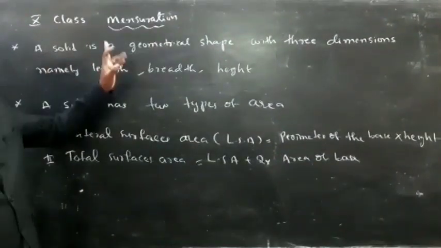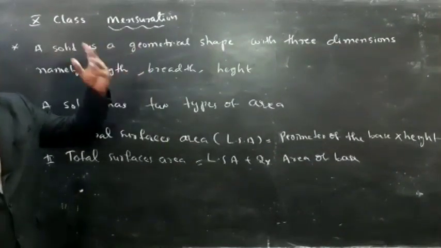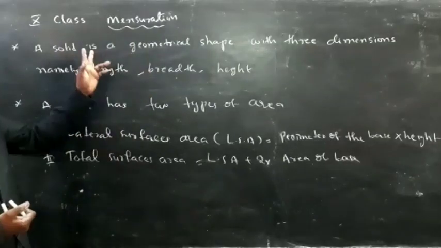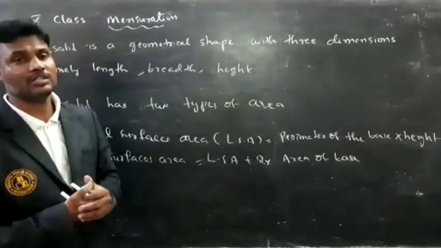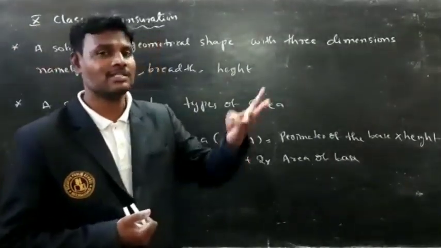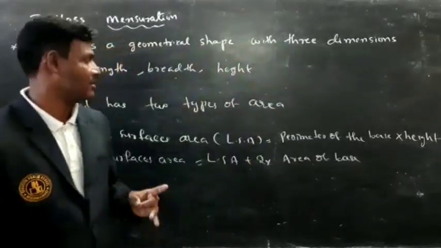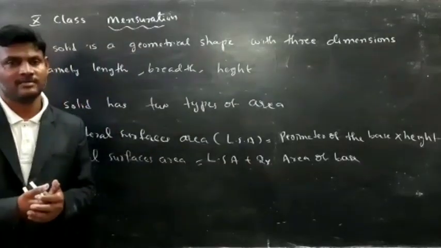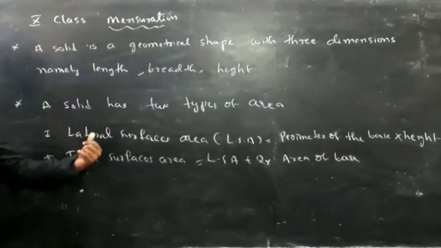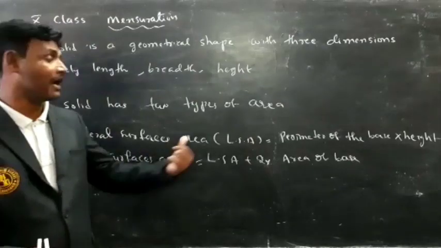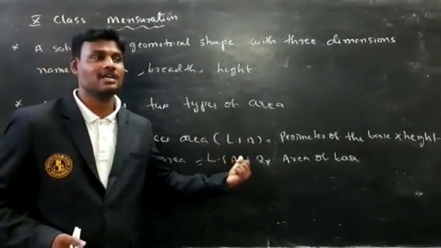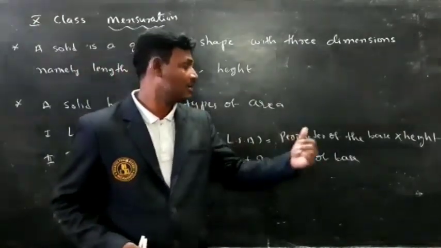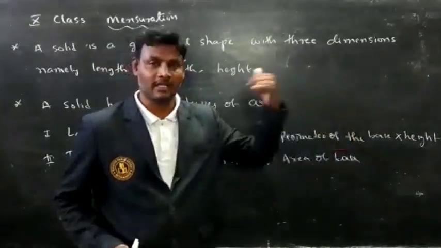A solid is a geometrical shape with 3 dimensions. It means I am taking 3D figures, namely length, breadth and height. A solid has 2 types of area. One is lateral surface area, LSA in short. To find the lateral surface area of a solid, perimeter of the base into height.